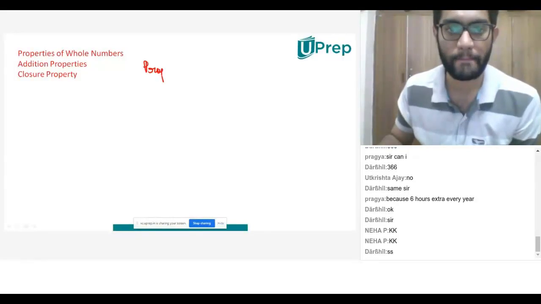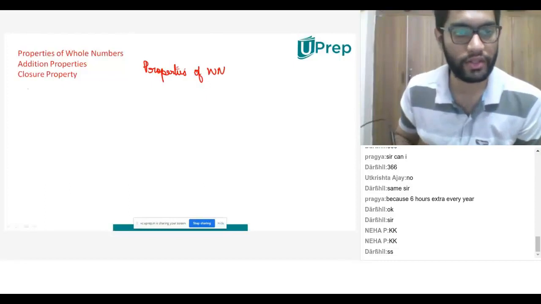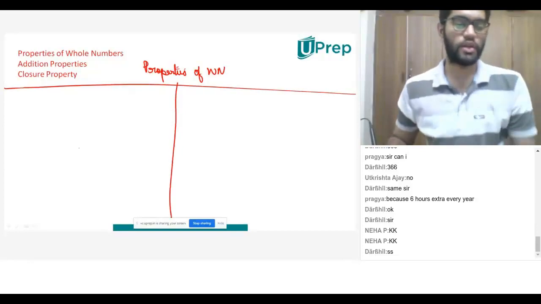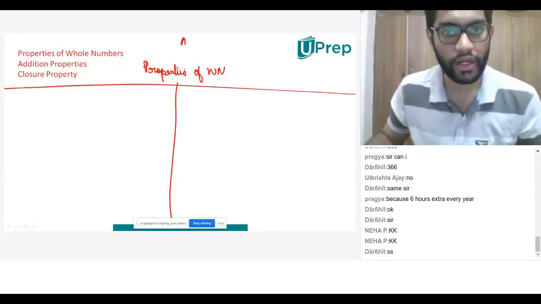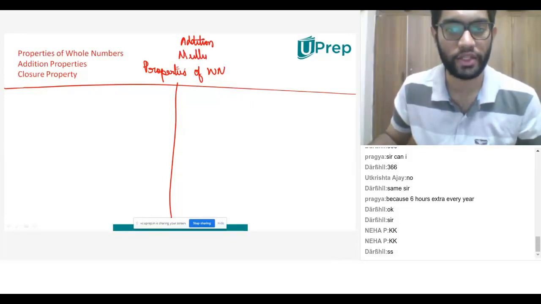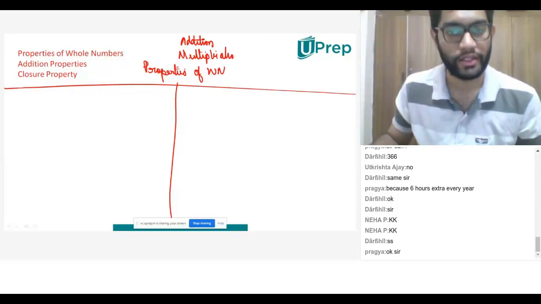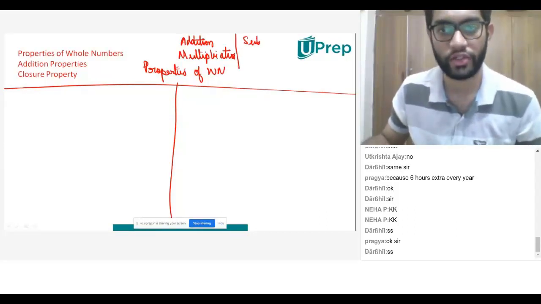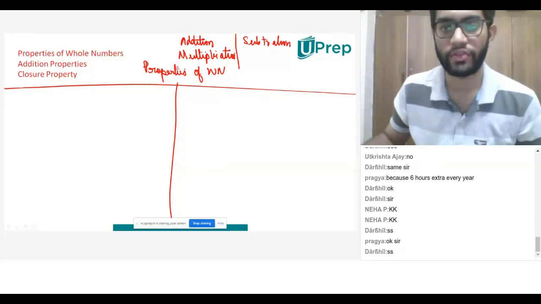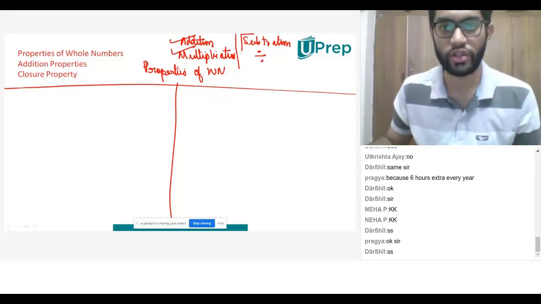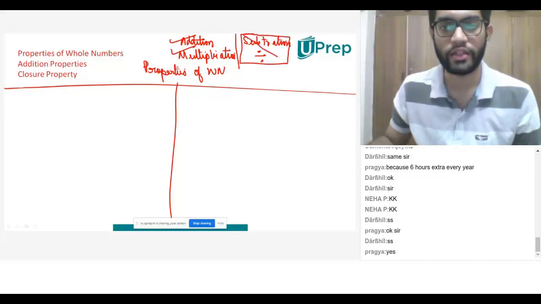It says properties of whole numbers. Now guys, let's simply divide it into two halves. Today we are going to focus on addition and multiplication. In the next session, that is the last or final session of whole numbers, we are going to focus on properties related to subtraction and properties related to division. Am I clear, guys? So today's focus is just this. Let's not go here. This will be covered in detail in the next session.